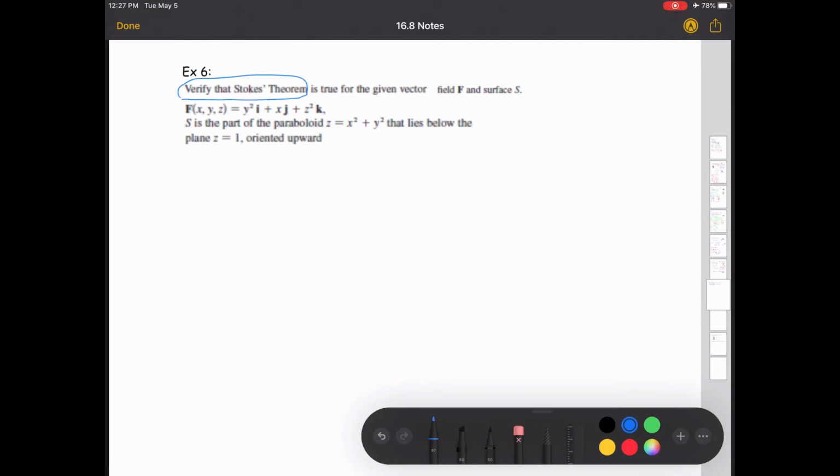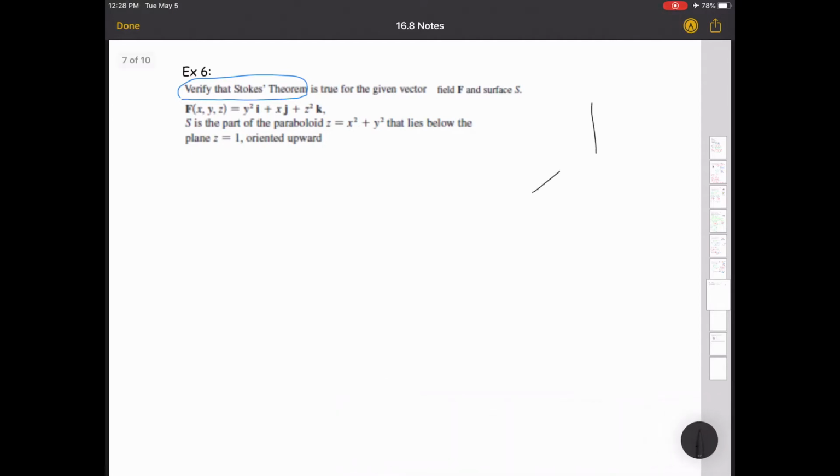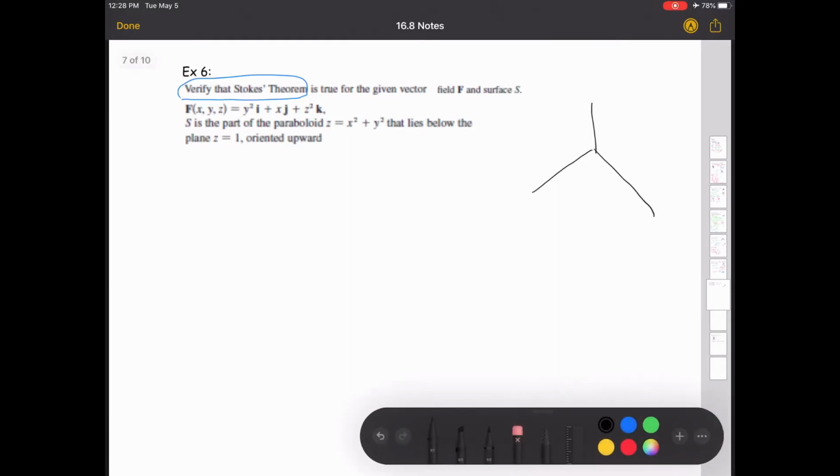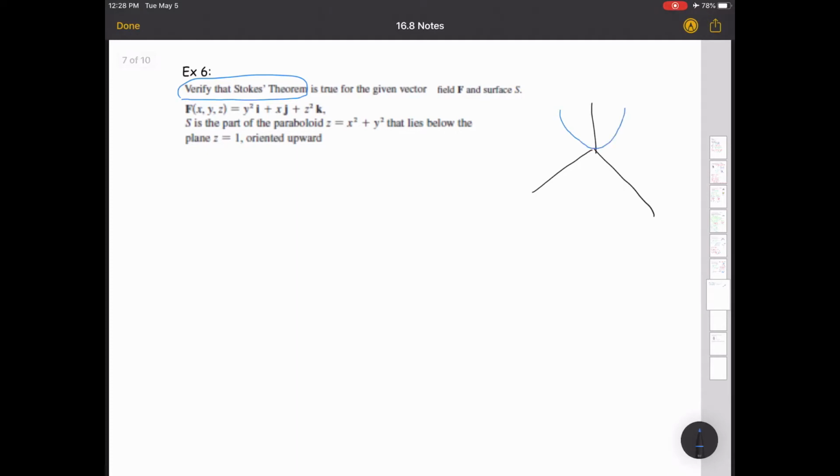Okay, so it says to verify Stokes' theorem, given that the vector field F and the surface S is given to us. The vector field F is there. The surface here is the part of the paraboloid z equals x squared plus y squared that lies below the plane z equals 1 and is oriented upwards. So we are looking at the paraboloid, which opens up, which looks something like that. And then it's got to stop at z equals 1. So it's going to basically look like that bowl right there.